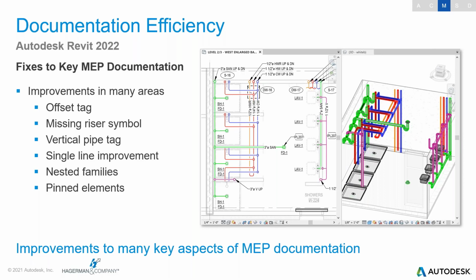We've got improved behavior for shared nested families. Previously, nested families would not show annotation symbols, and that is now resolved. We've now got improved behavior for pinned elements. Previously, the connector could be dragged while pinned. Now, pinned elements cannot be moved.